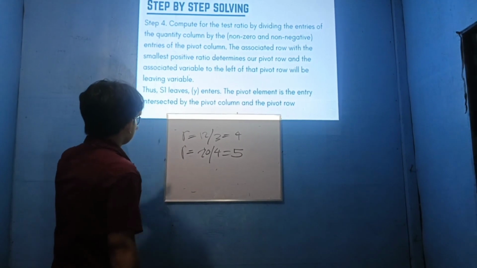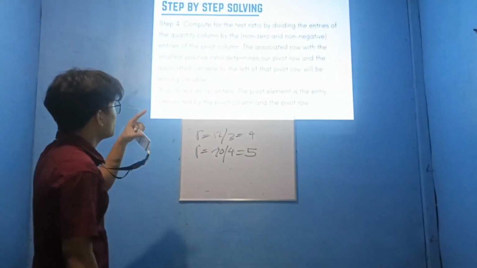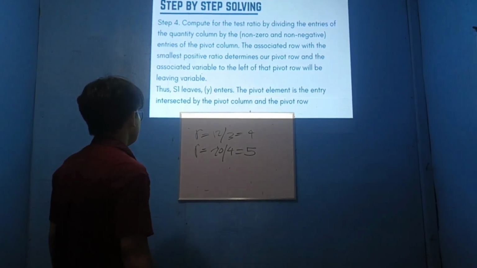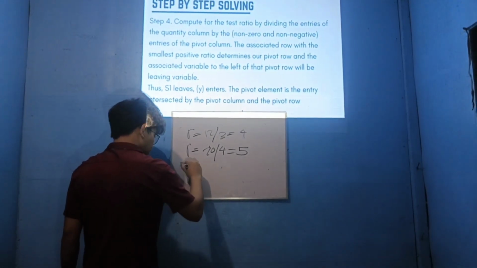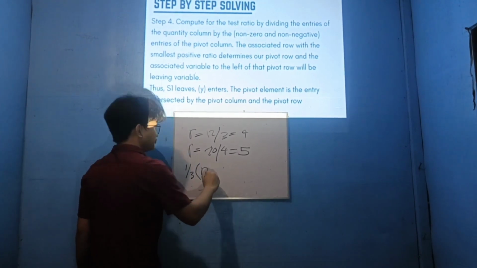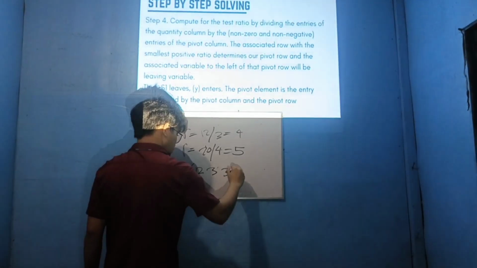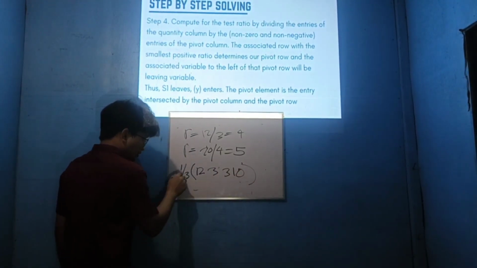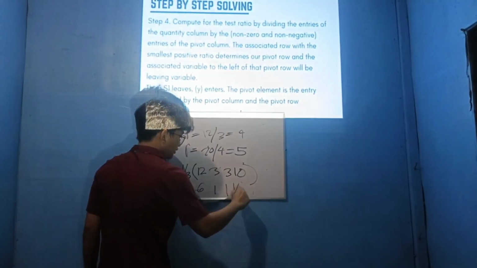The associated row with the smallest positive ratio determines our pivot row, and the associated variable to the left of the pivot row will be the leaving variable. Here we have 1/3 times 12, 3, 3, 1, and 0. 1/3 times 12 is equal to 6, 1, 1, 1/3, and 0.